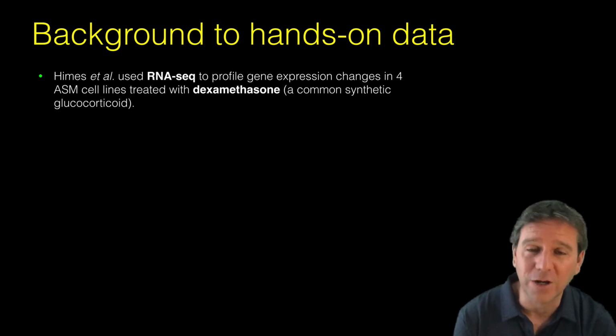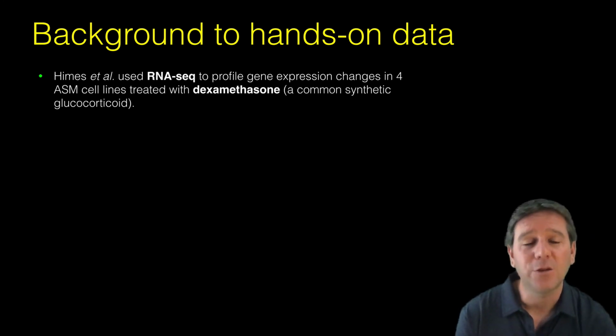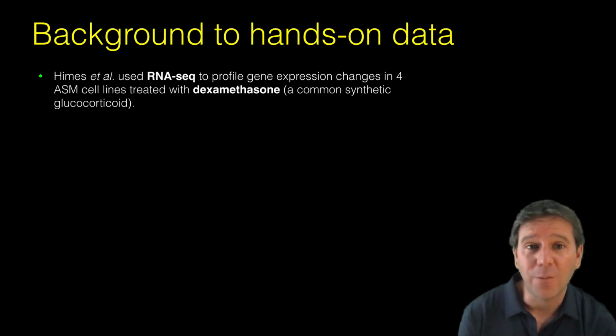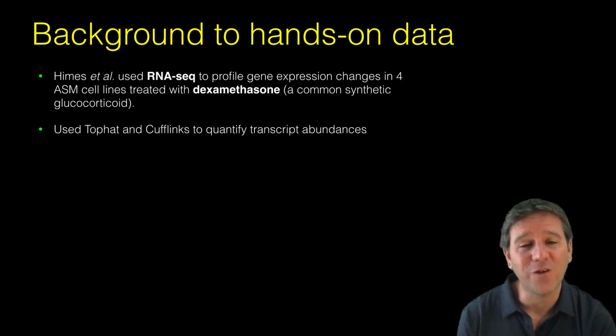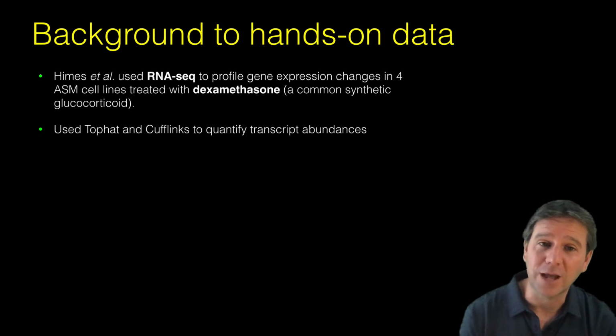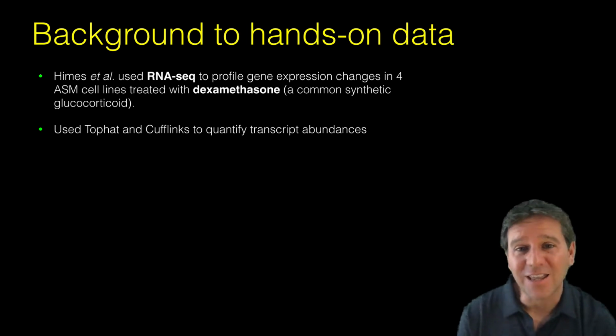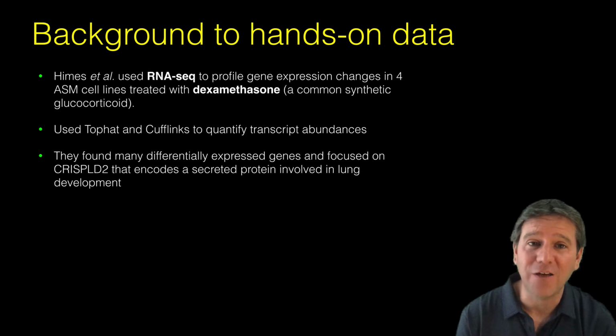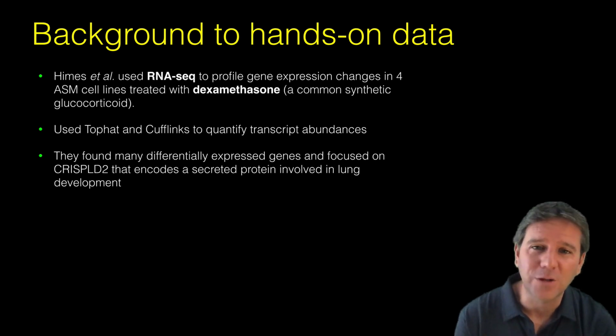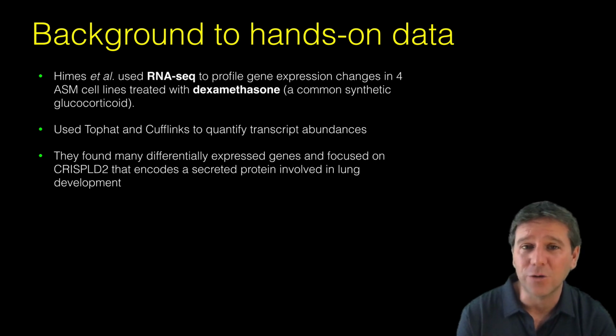set out on this road to try and understand these mechanisms, and they began to use RNA-Seq to profile gene expression changes in 4 ASM cell lines treated with dexamethasone, a common synthetic glucocorticoid used for the treatment of asthma. Now, they used TopHat and Cufflinks to quantify transcript abundances in exactly the same way we did actually in our last hands-on session, where we used Galaxy to coordinate this analysis. They focused in on just one gene that they found. Well, they actually found many genes that were differentially expressed or differentially regulated upon the treatment with these compounds, but they really focused the remainder of their manuscript on one gene called CRISPLD2 that encodes a secreted protein that they had previously found was involved in lung development.